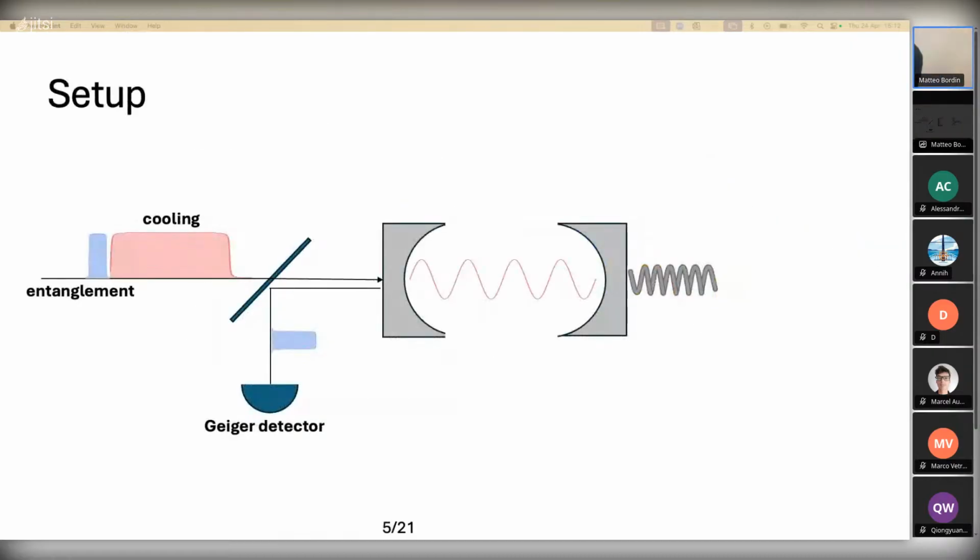Now, this is an ugly cavity, so this is the field of the cavity, this is a spring, so this is the physical state.